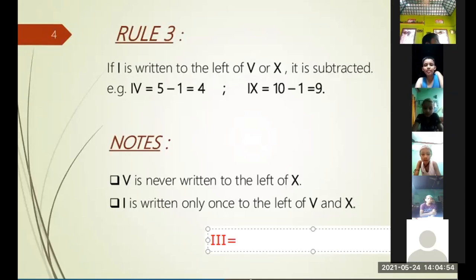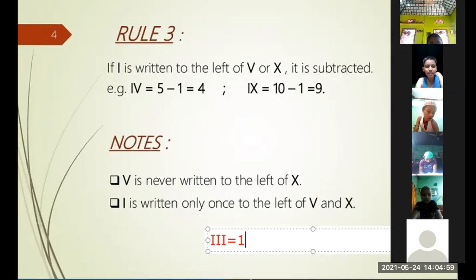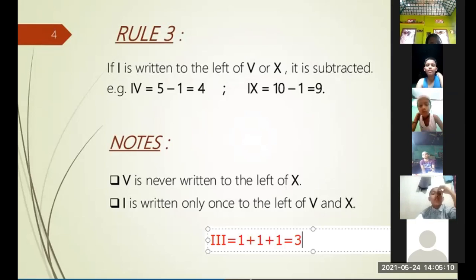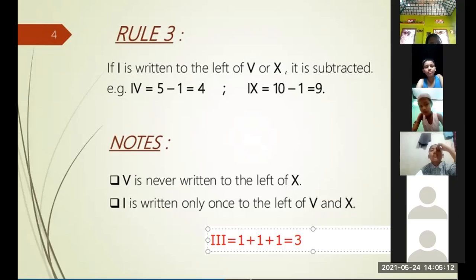Sir, 3. So we know that I value is 1, and according to our first rule, we'll add. That means plus. Again, I value is 1. Again we'll add. Again, I value is 1, equal to 3. Correct? Yes, sir. Very good.